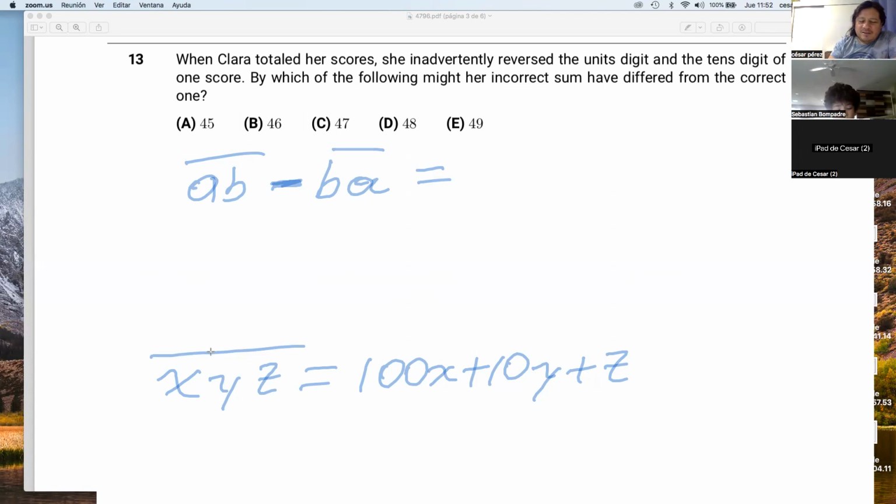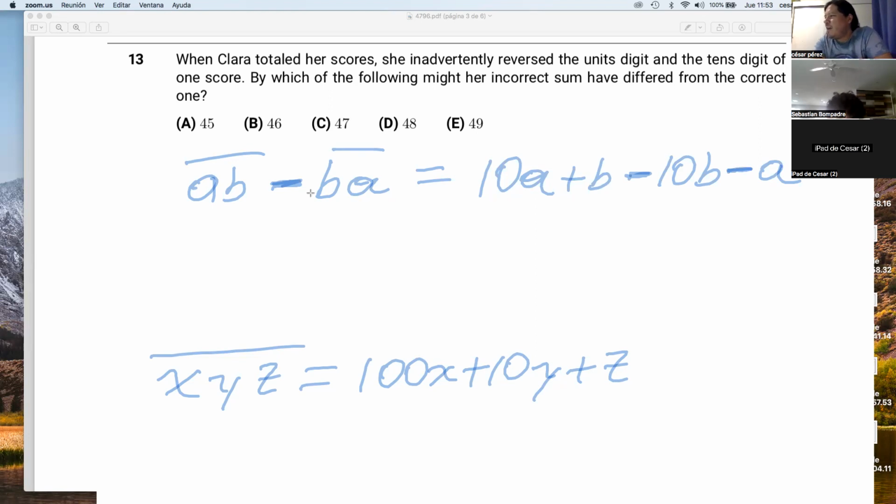So if we translate this to algebra, what do we get? Cuando traducimos esto al álgebra, ¿qué obtenemos? 10A plus B minus 10B plus A. Could we simplify that? Okay. I already changed the signs here. But if we simplify, what do we get?